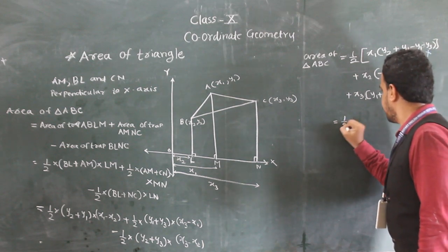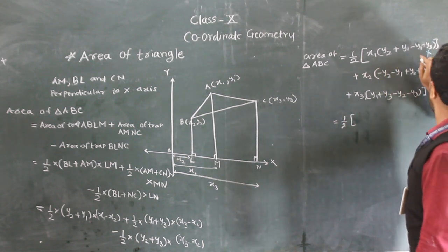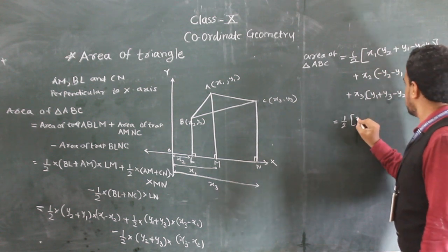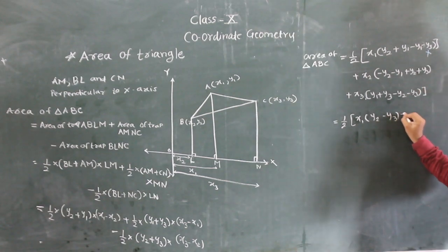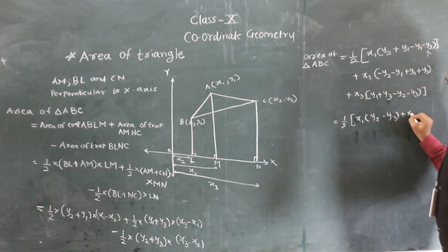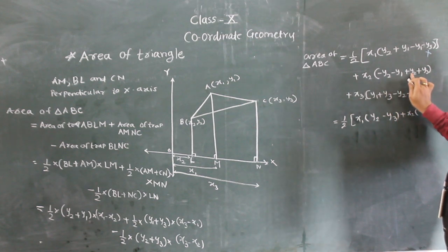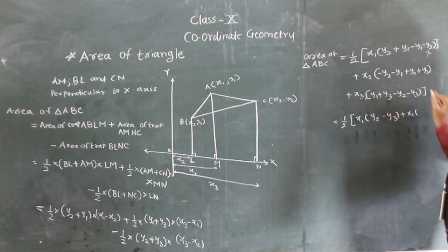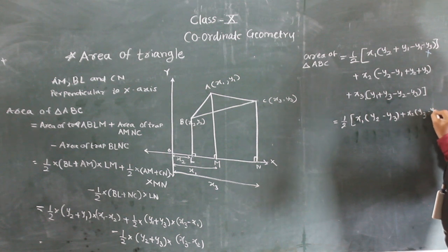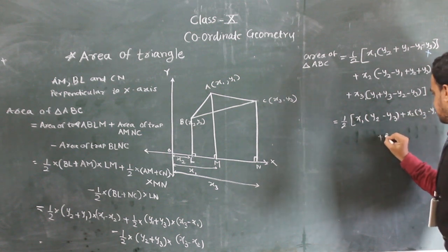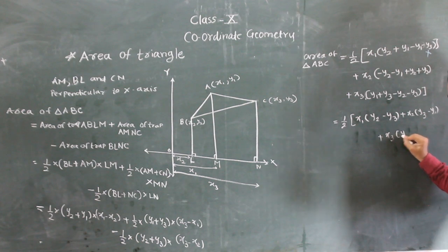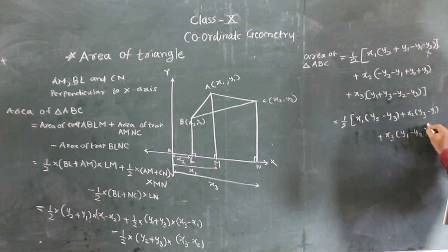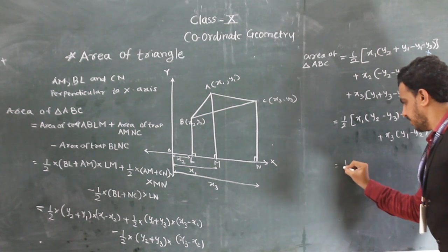So here half into x1, now here plus y1 minus y1 cancel. So x1 into y2 minus y3, plus x2 into, plus y2 minus y2 cancel, y3 minus y1, plus x3 into, now here plus y3 and minus y3 cancel, so y1 minus y2 remains. So this is the formula, half into.